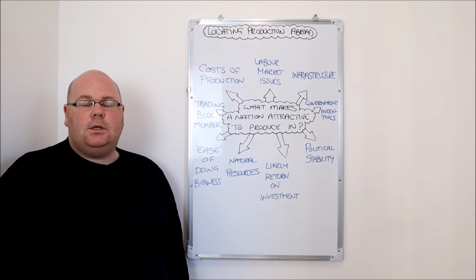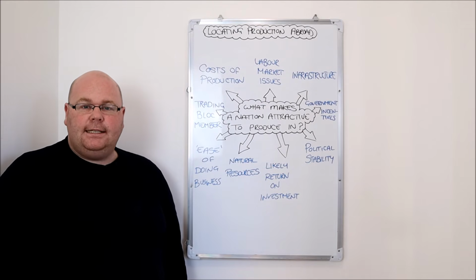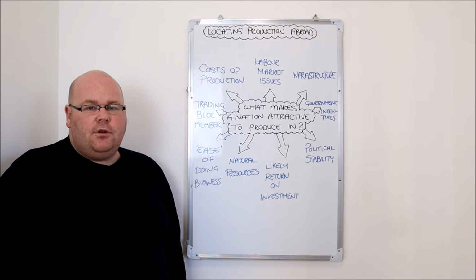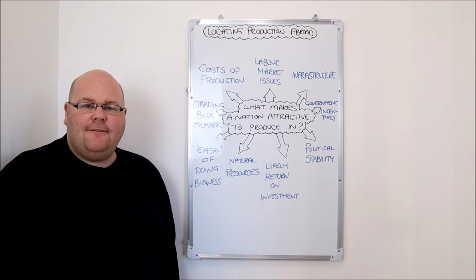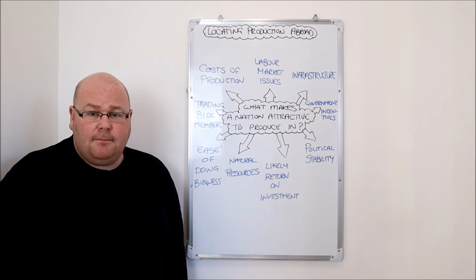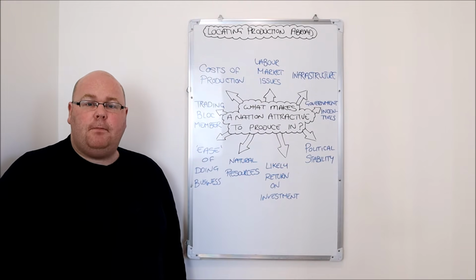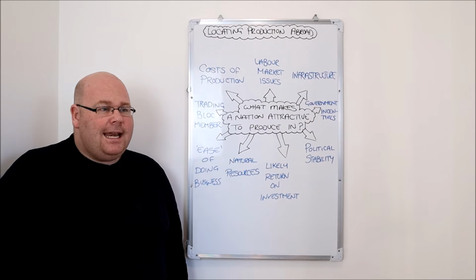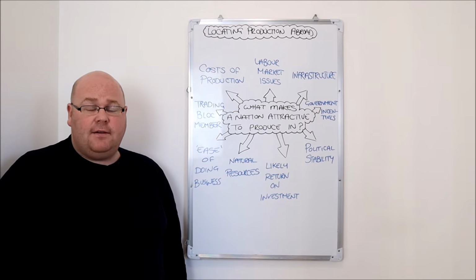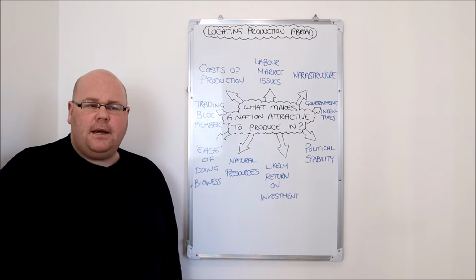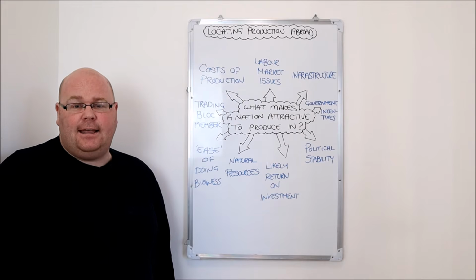Political stability is also going to be an important consideration when deciding where to produce. Firms are naturally going to be cautious about investing potentially millions of pounds in a production facility in a nation that may not be politically stable, in nations where there might be outbreaks of civil unrest, civil disobedience, potentially even civil war. Then a company might find that it has to flee that nation.